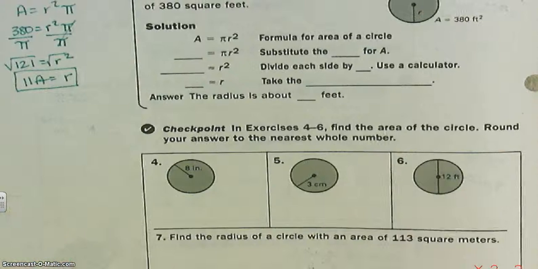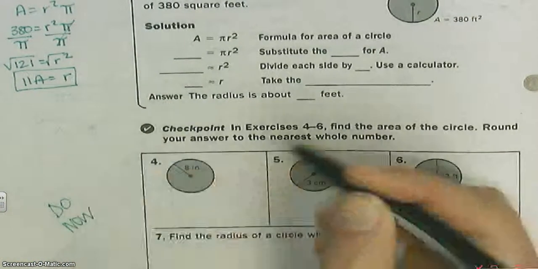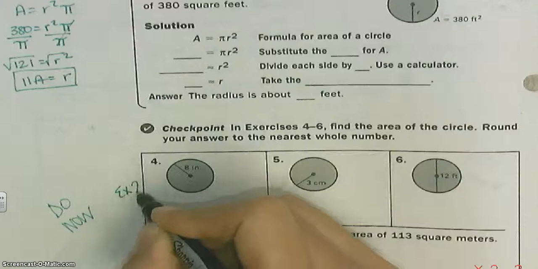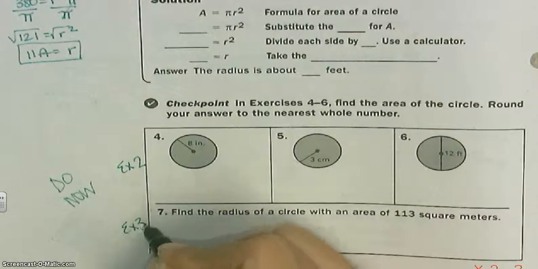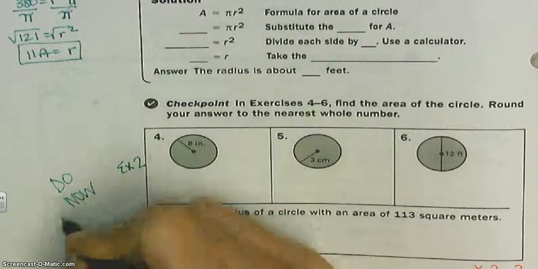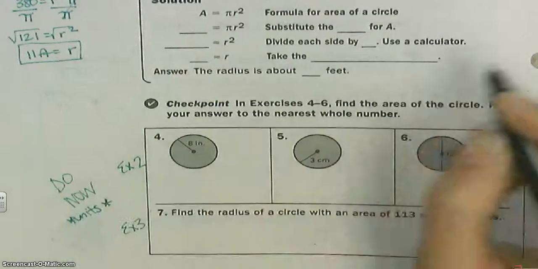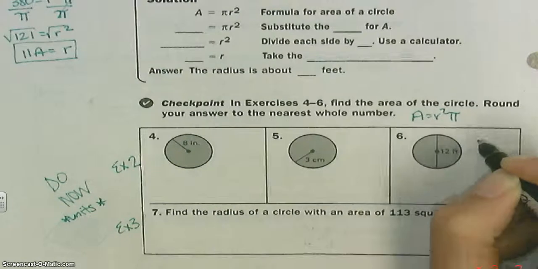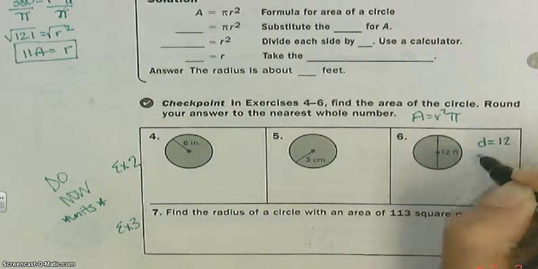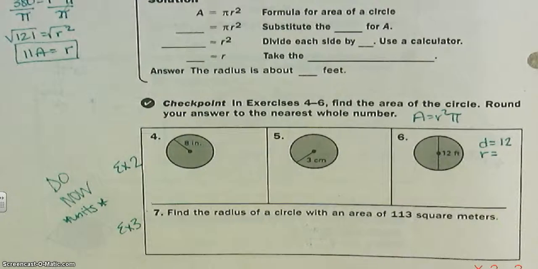All right, now it's your turn. I want you to do these now. These are like example 2. This is like example 3. Please watch your units. You're using the formula area equals r squared pi. Note here they give you the diameter, so make sure you find the radius and then use that formula.